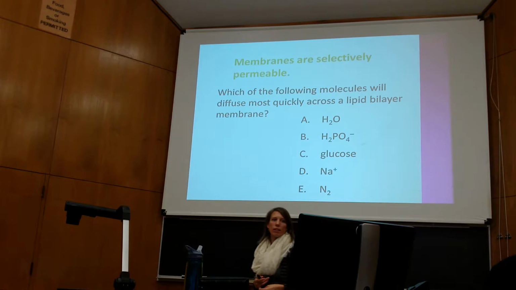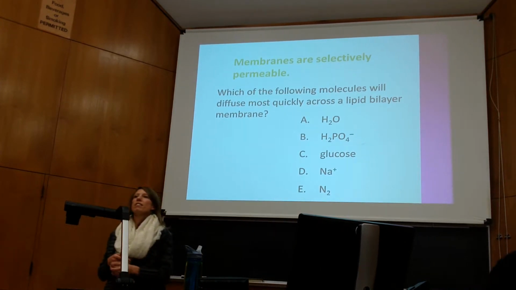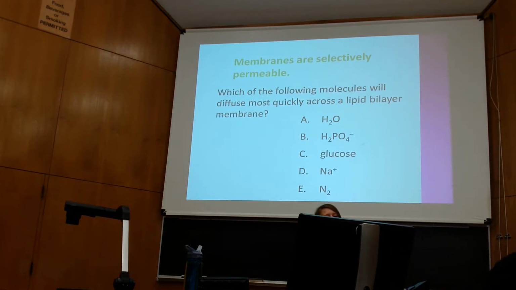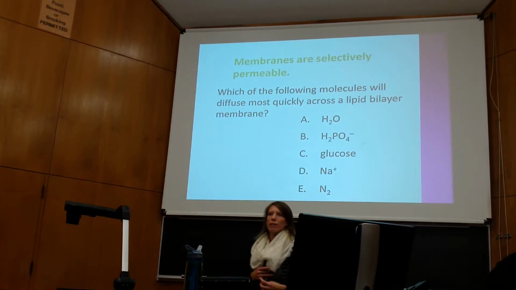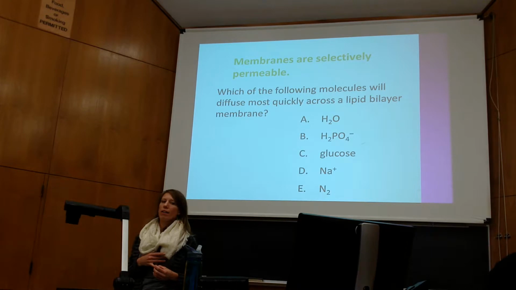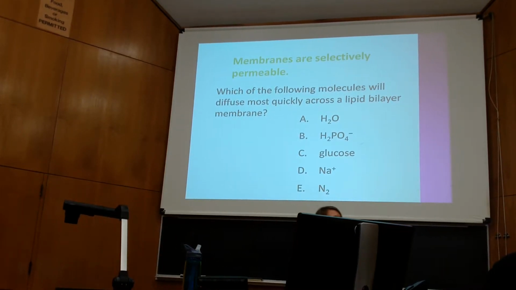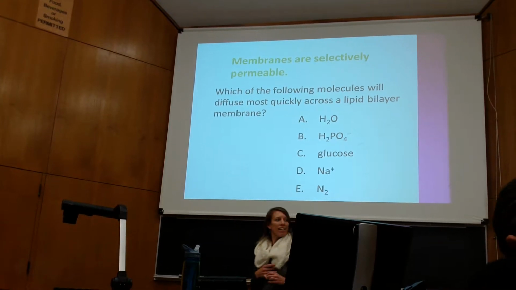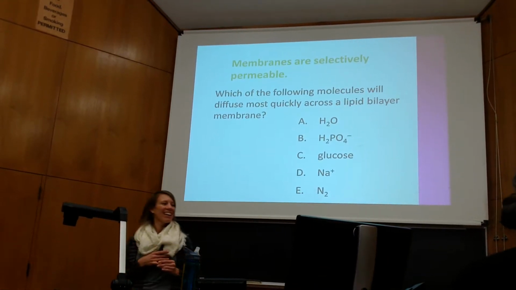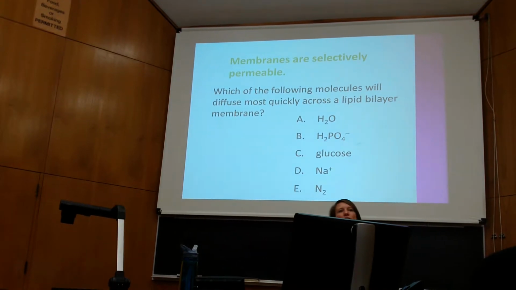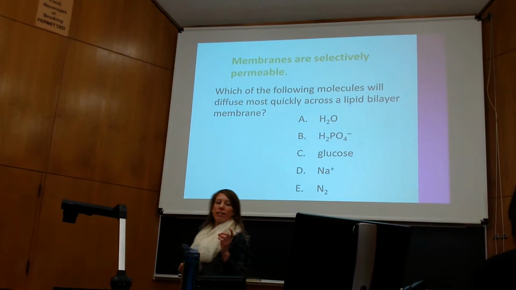Okay, membranes are selectively permeable. This is for those of you who are able to read ahead of time. Which of the following molecules will diffuse most quickly across a lipid bilayer membrane? C, E, D. Okay, why did you say E? That's okay. So when you look at all of these, E is the correct answer.